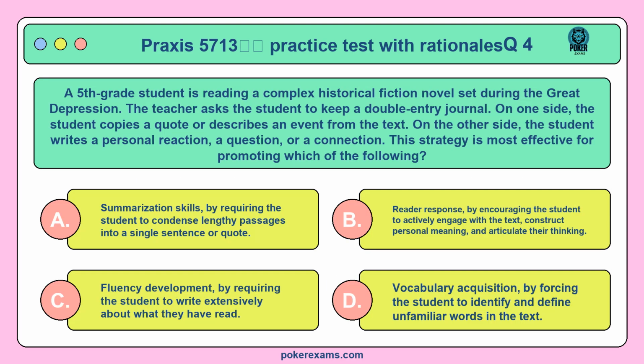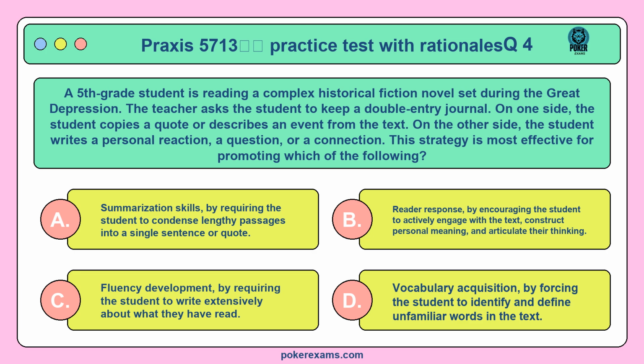Question 4. A fifth-grade student is reading a complex historical fiction novel set during the Great Depression. The teacher asks the student to keep a double-entry journal. On one side, the student copies a quote or describes an event from the text. On the other side, the student writes a personal reaction, a question, or a connection. This strategy is most effective for promoting which of the following?